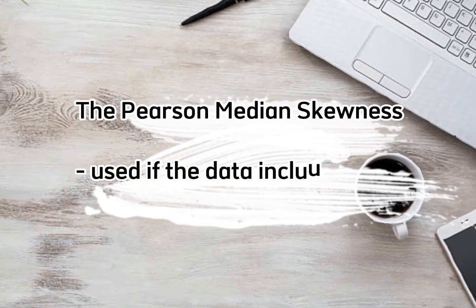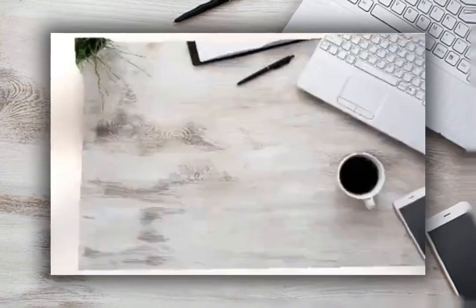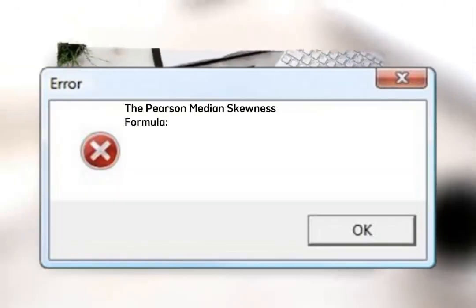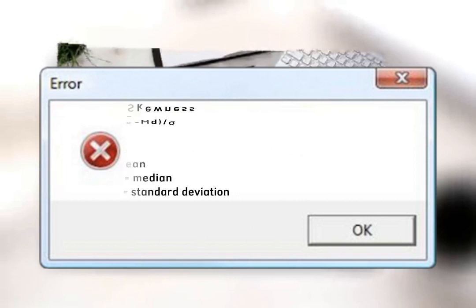The Pearson median skewness, also called Pearson's second coefficient of skewness, is used if the data includes multiple modes or a weak mode. The Pearson median skewness formula: 3 times the difference between the mean and the median over the standard deviation, where x bar is the mean, MD is the median, sigma is the standard deviation.